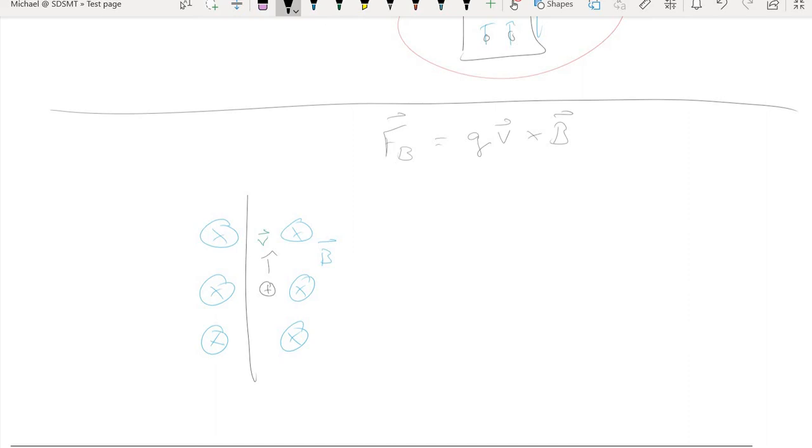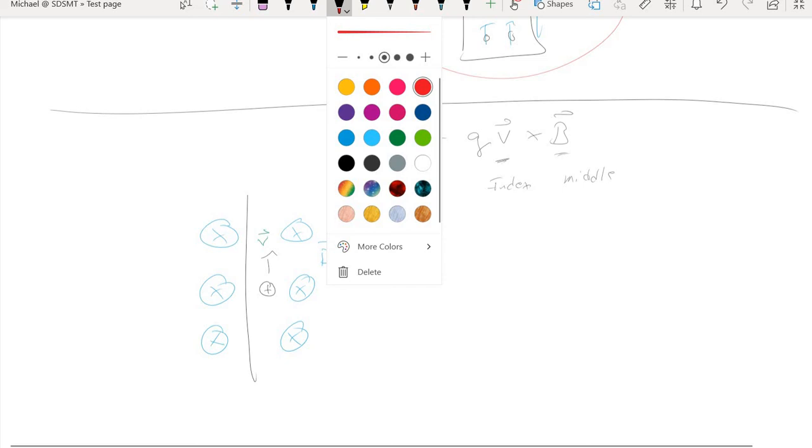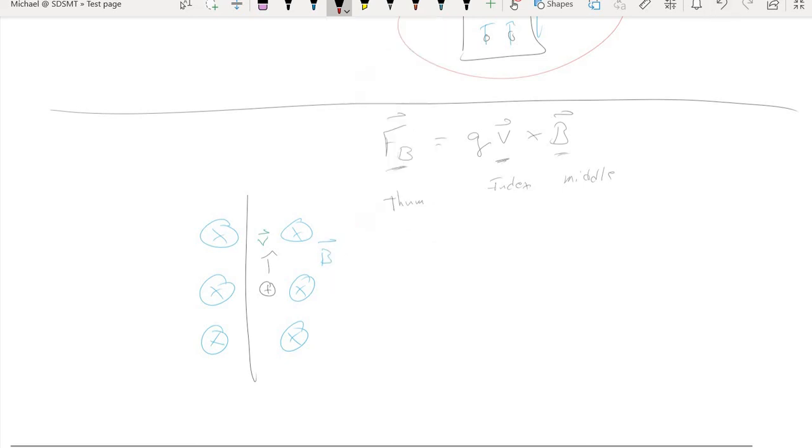The cross product says that the first vector is the index finger, the second vector is the middle finger, and the resulting vector, or the magnetic force that we're looking for, is going to be our thumb. So we're going to point our index finger up, our middle finger will point into the screen. As a result, our thumb has to point to the left. Couldn't get the stylus to change. But that's just for a single particle.